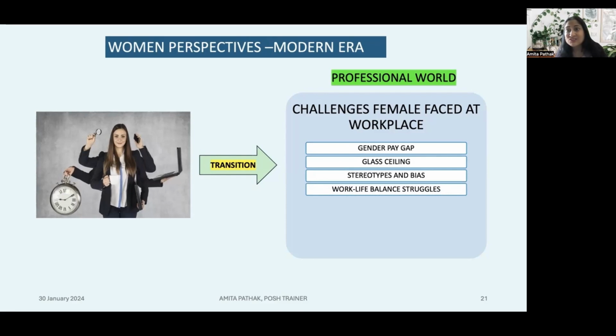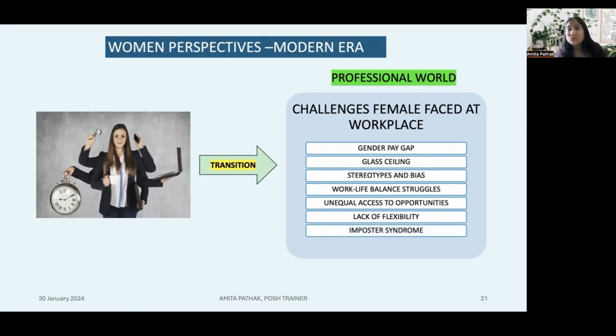Work-life balance struggle. She has to maintain a balance at the workplace as well as in personal life, with roles and responsibilities towards her children. Unequal access to opportunities. Being a woman, she faces the challenge that she does not have access to equal opportunities. Lack of flexibility. If a mother is at a workplace, is she given ample flexibility? Imposter syndrome. She also faces the problem of self-doubt. Is she capable? Will she be able to do it in spite of the same education? She is doubting her capability, she is self-doubting herself.